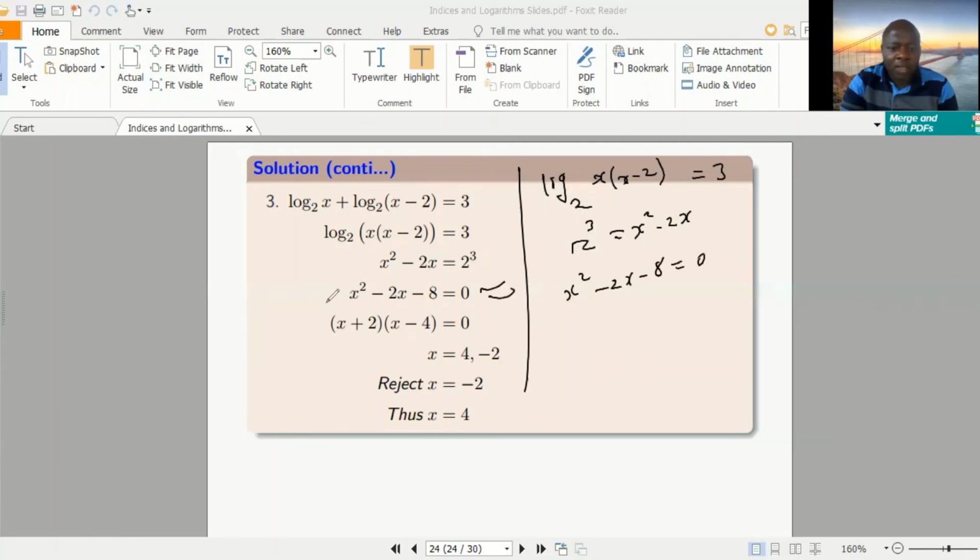And you can factorize, proceed, and reject what is negative. It's not always that we reject, but we try and see if it will be accepted. If it doesn't give us a negative value here, there's no problem. But this one gives us a negative value, so there's a problem. So we reject this negative 2 and remain with this.